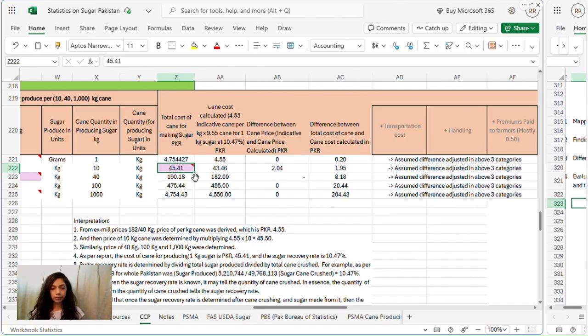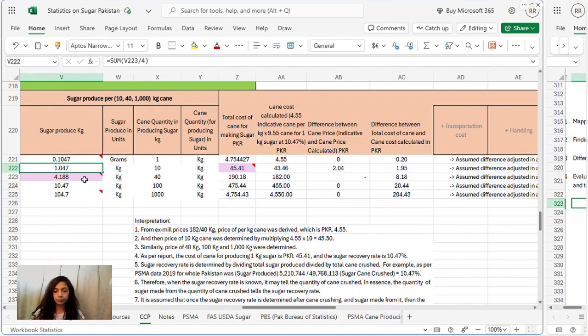So this is the total cost of cane. This is the estimate at the 40. If this is the main base point, 45.41 for producing 1 kg of sugar, which is taking 10 kg of cane, then for producing 4 kg of sugar will require 40 kg of cane, and it will cost 190.18 pesos with reference to this number of 45.41.